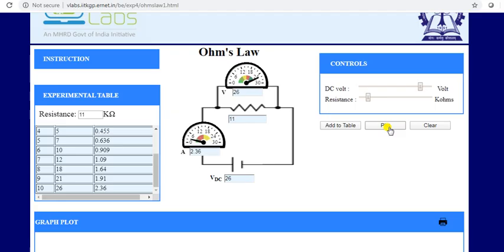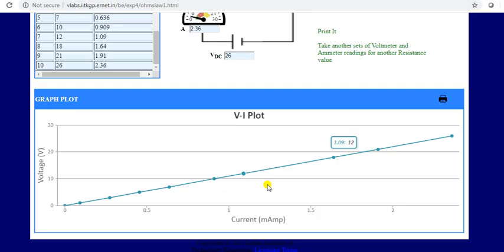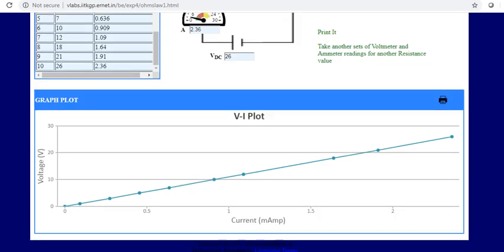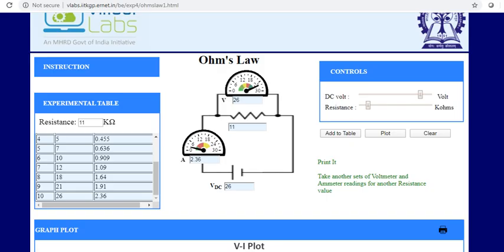Now click on the tab plot. So a graph, a plot between voltage and current is this for resistance. This graph shows that there is a linear relation between voltage and current for R equal to 11 kilo ohm. So this verifies our Ohm's law for a resistor.